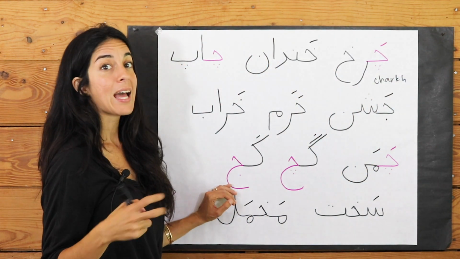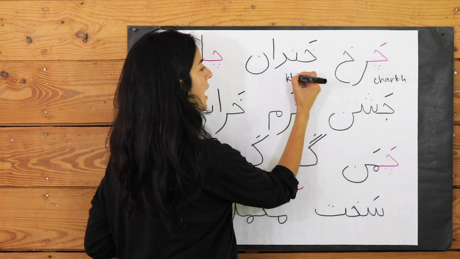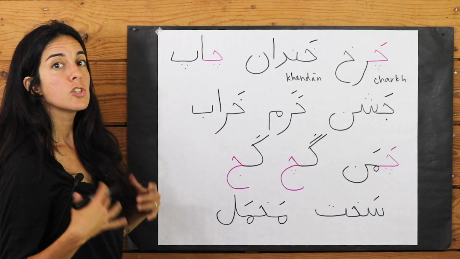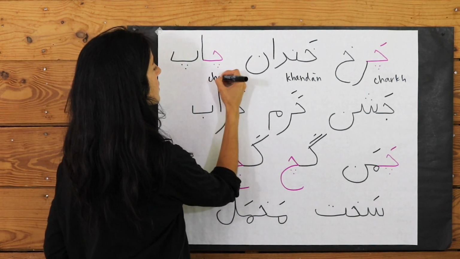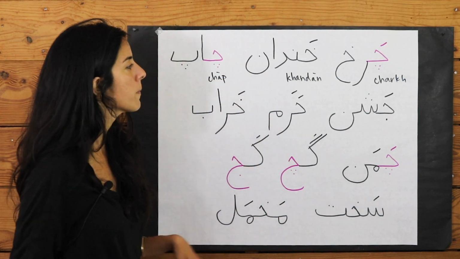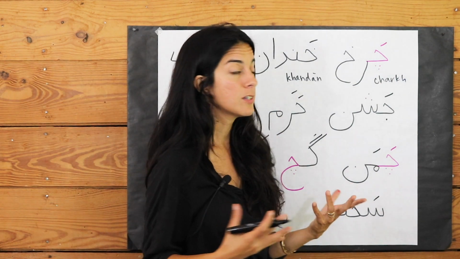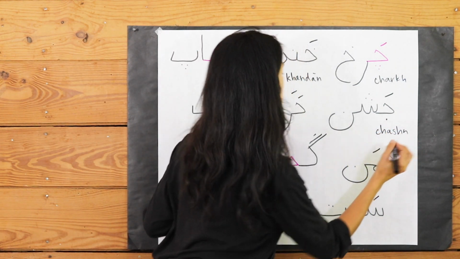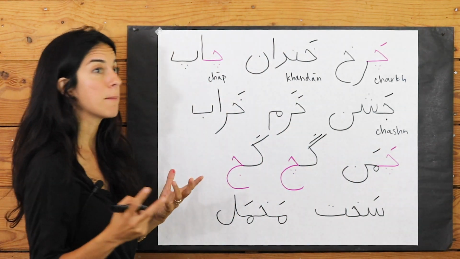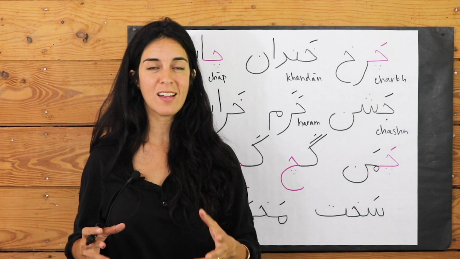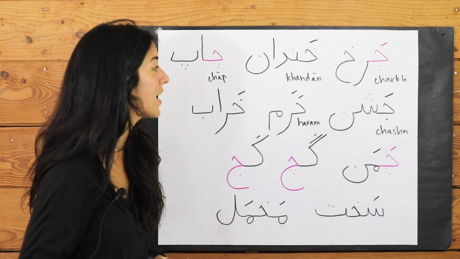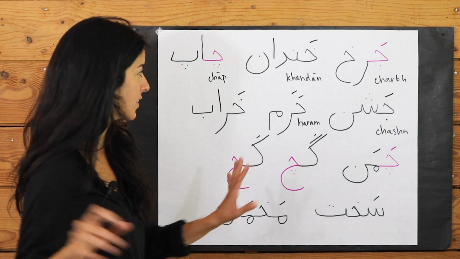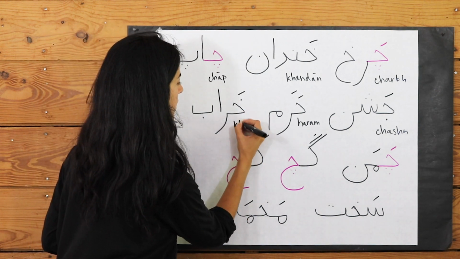Then khandan, full of laughter. We have chāp, which means to print, chāp. Jashn, which is a party, celebration. We have haram, and that actually means shrine. I realized I mistranslated it before. Haram is a sin. Haram is a shrine. Very different thing.